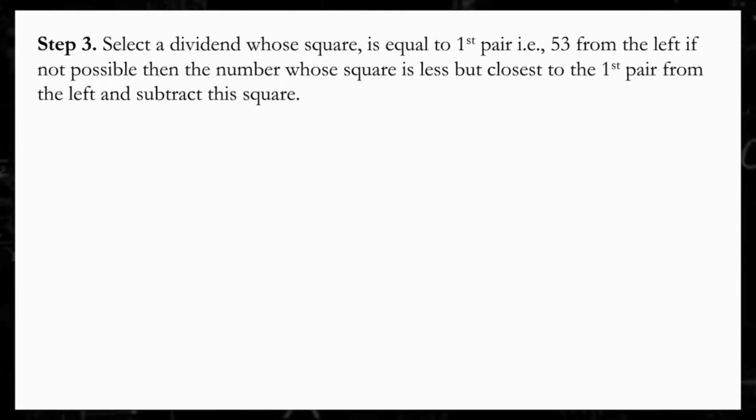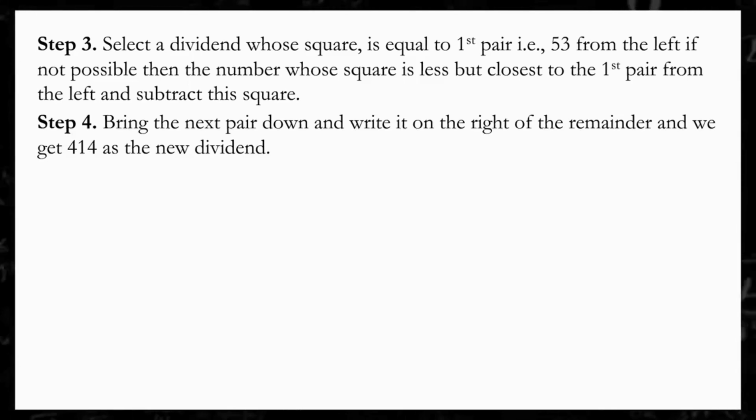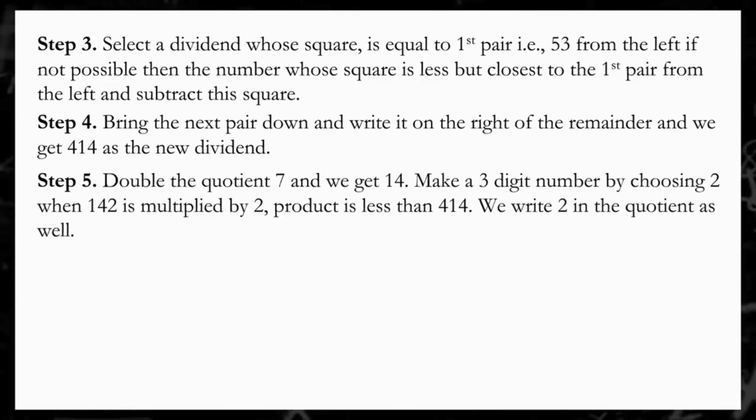Step 3. Select a divisor whose square is equal to the first pair, that is 53, from the left. If not possible, then take the number whose square is less than but closest to the first pair from the left, and subtract this square. Step 4. Bring the next pair down and write it on the right of the remainder and we get 414 as the new dividend. Step 5. Double the quotient 7 and we get 14. Make a 3-digit number by choosing 2, since 142 multiplied by 2 gives a product less than 414. We write 2 in the quotient as well.